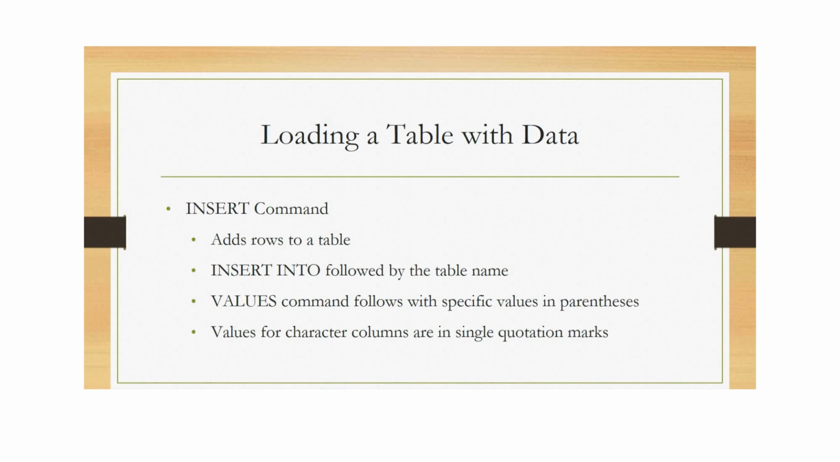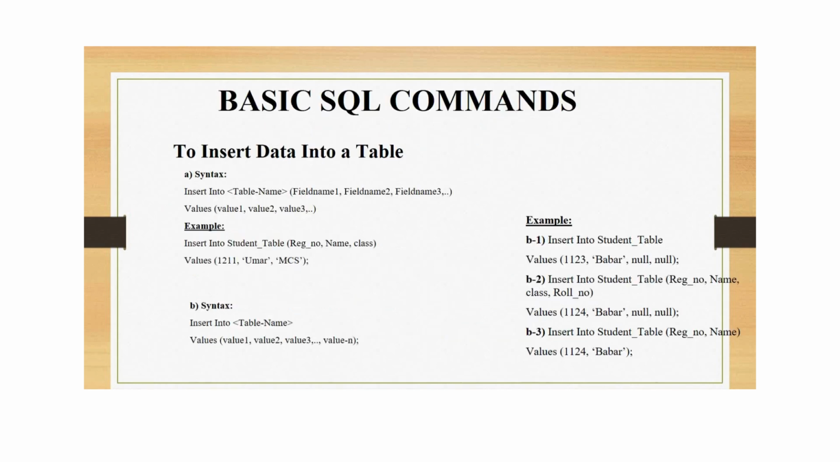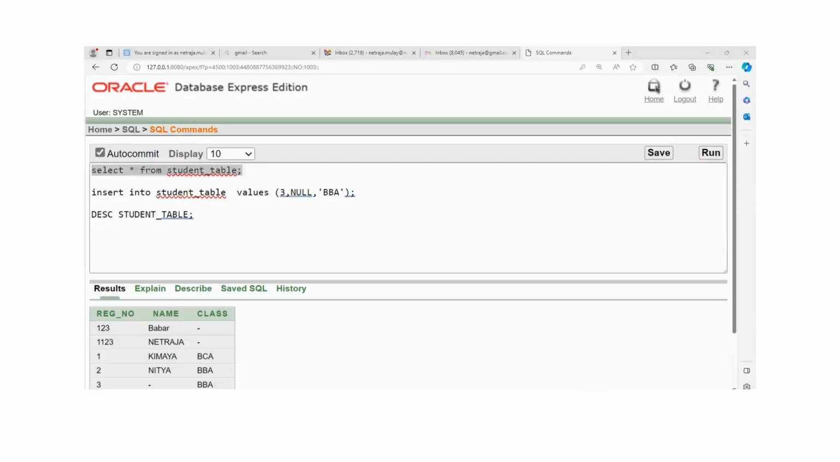So the syntax for this is we have to write insert into the name of the table, some of the fields, and then values and the actual values which we need to insert. If we want to insert all the values, then we have to write the column names over here along with the values. If we want to insert some null values, we can also insert null values into the table. So let's take an example which is related with this.